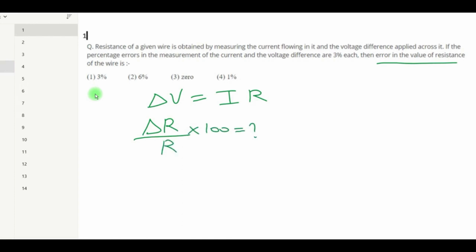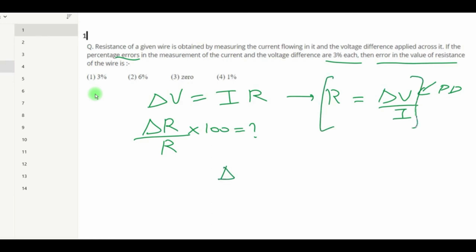Now how do we find this? What has been given to us is that the percentage errors in the measurement of current and voltage are 3% each. So if I observe from Ohm's law, I can write R as delta V by I, where delta V stands for the potential difference. Now, the rule which we had done: whenever the formula is of this type, delta R by R would be delta V by V plus delta I by I.